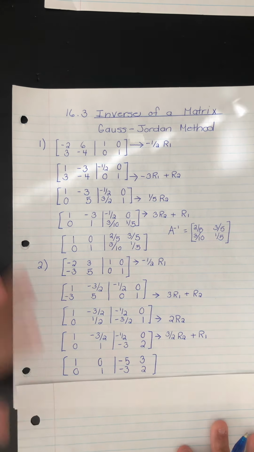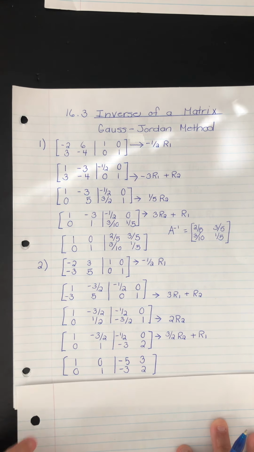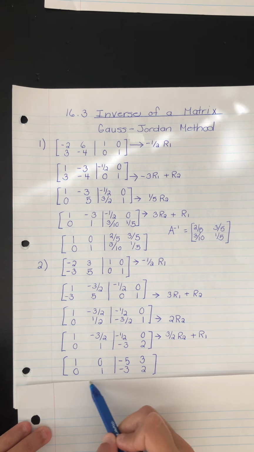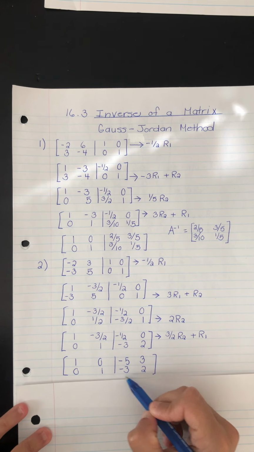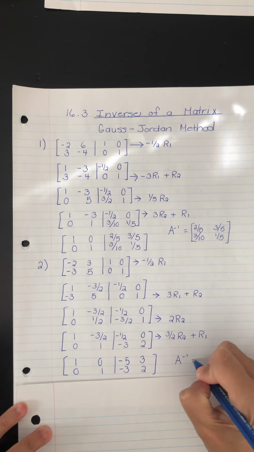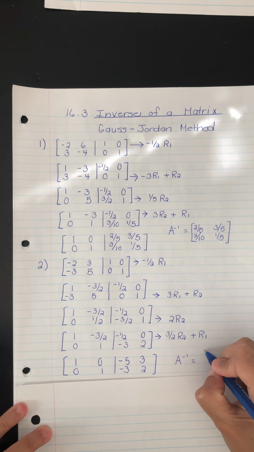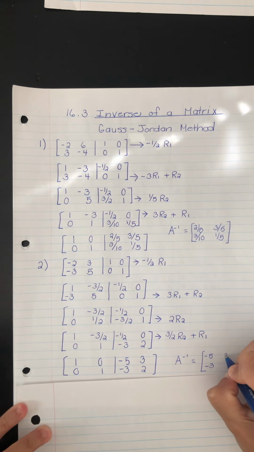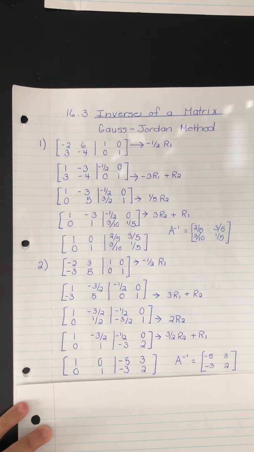Just like that, okay? Okay, so now we've got the identity matrix on the left, which means that on the right we have the inverse of the original matrix. So if the original matrix was named A, then this 2 by 2 matrix is named A inverse.